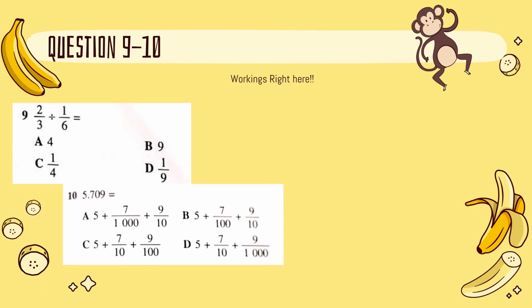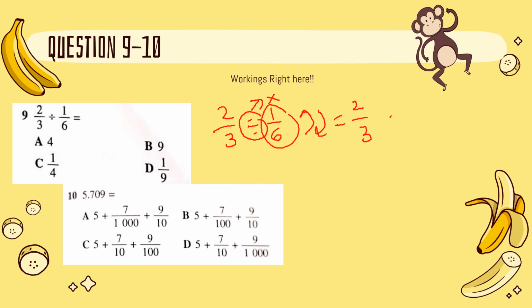Alright, we are down to question 9 to 10. Let's do question 9. 2 over 3 divided by 1 over 6. So now what we have to do is convert the operation to multiplication. 1 over 6, change the denominator and numerator. So 2 over 3 times with 6 over 1.